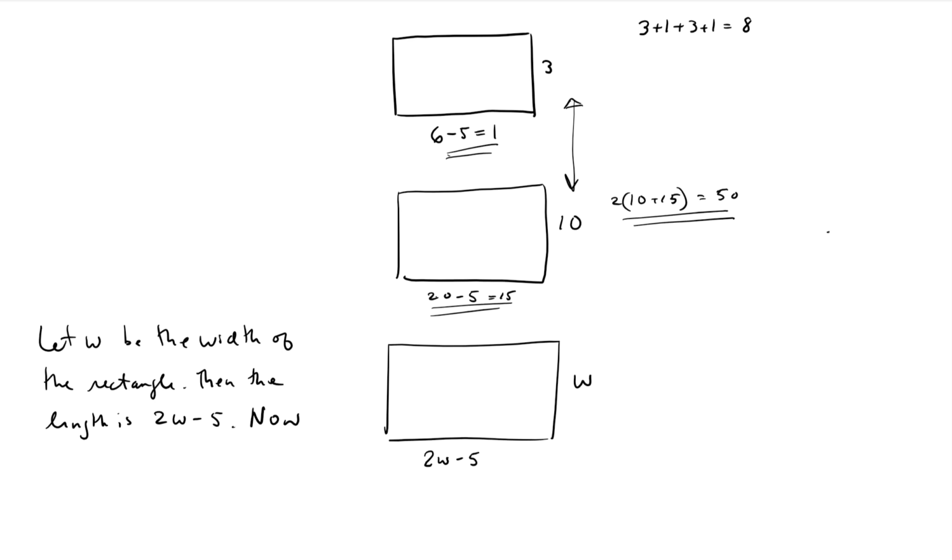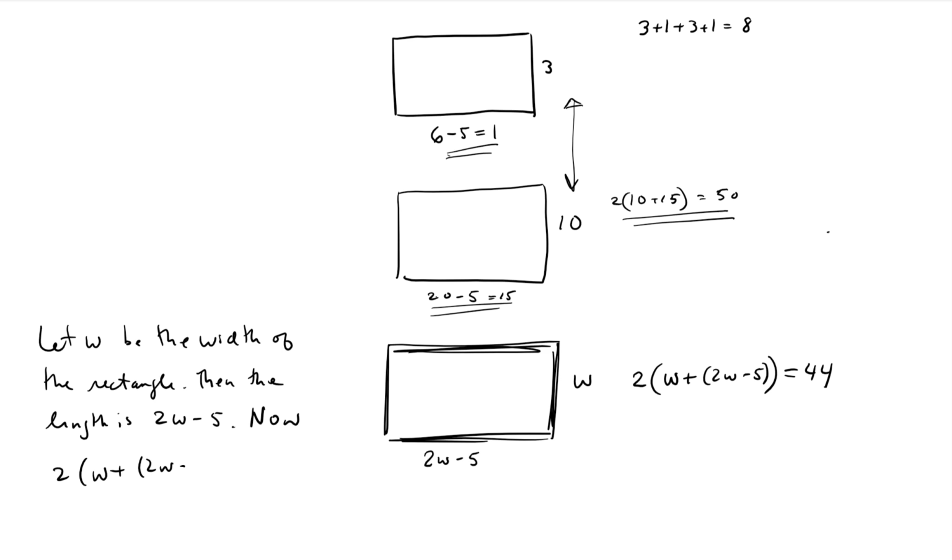What's given to me? I'm given that the perimeter is 44. So what's the perimeter? I have to add the width with the length. I multiply that by 2 because width appears twice, length appears twice in the perimeter, and that should be 44. So this is now the equation I want to solve. 2 times (W plus 2W minus 5) equals 44.